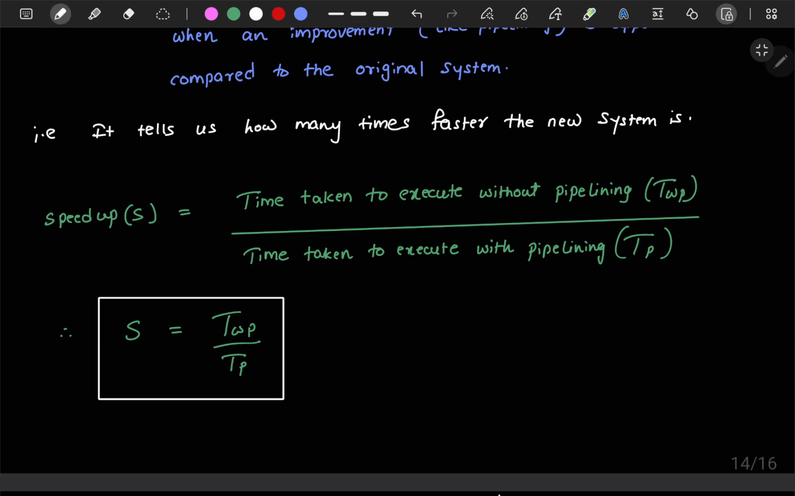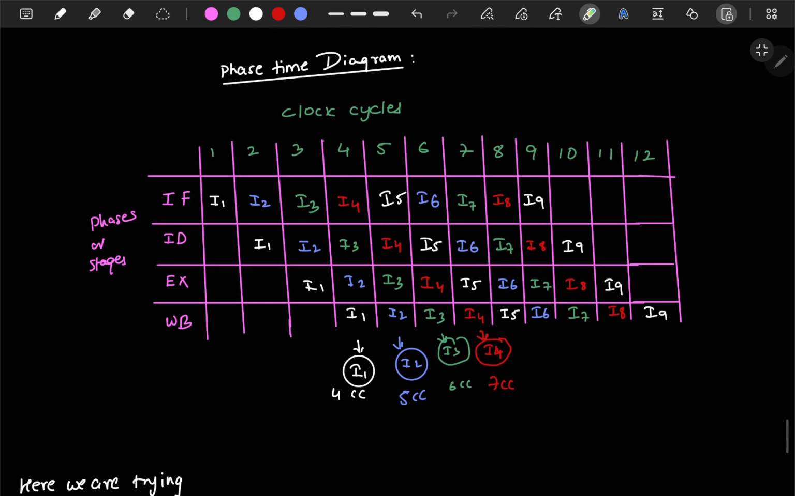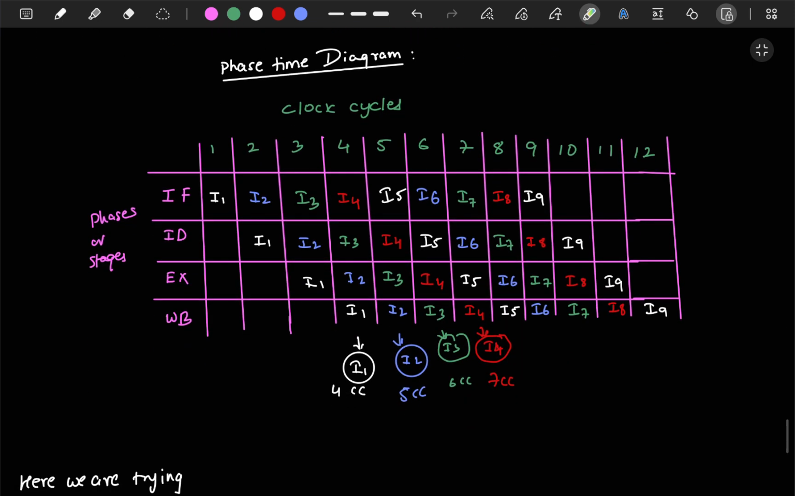Now let's see one example so that you can understand this formula better. We have already seen that phase time diagram for 9 instructions. This phase time diagram is created for 9 instructions. So with this only, I will try to explain this formula, and we will calculate the speed up also for 9 instructions.